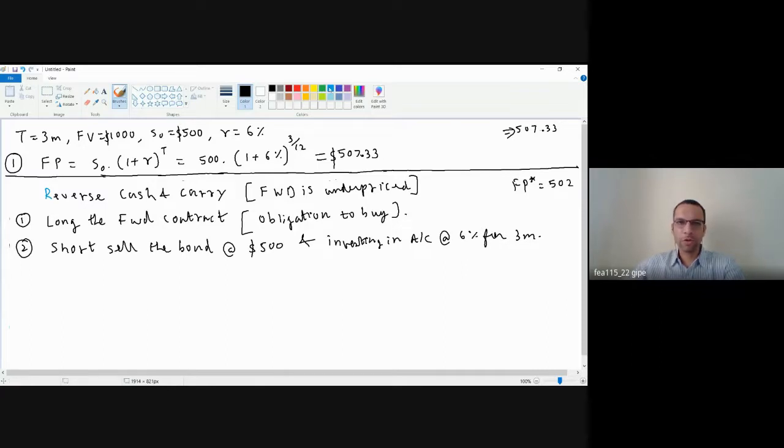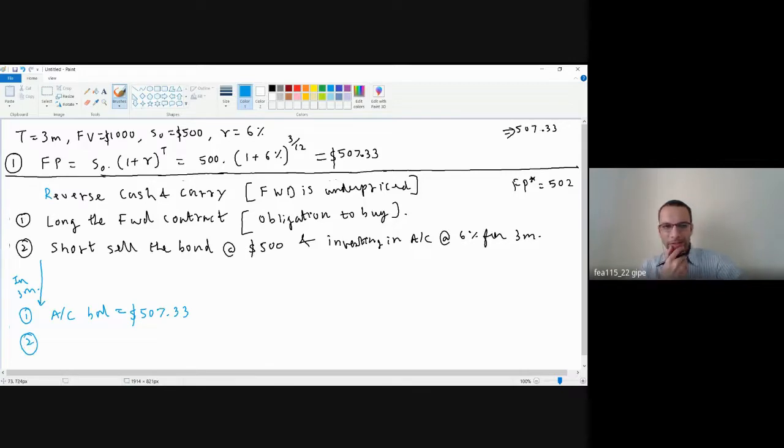Now this is what I do today. Now in 3 months' time, my bank account balance will rise. My account balance is equal to 507.33, because I have invested 500 at a rate of 6% for 3 months. So my balance rises to 507.